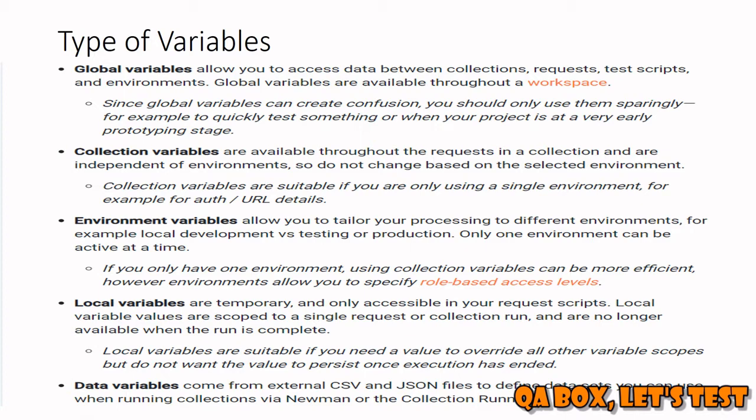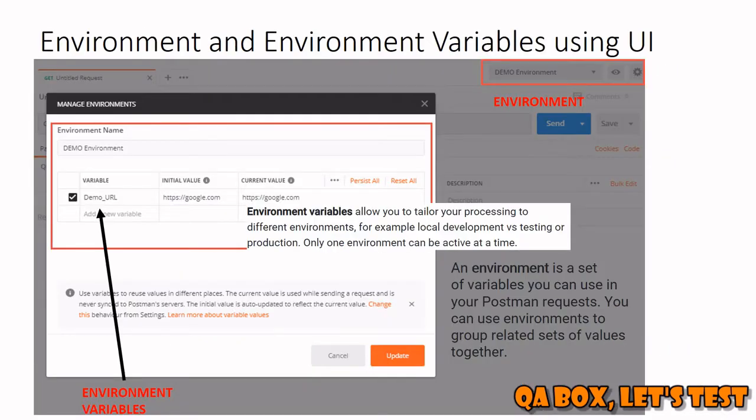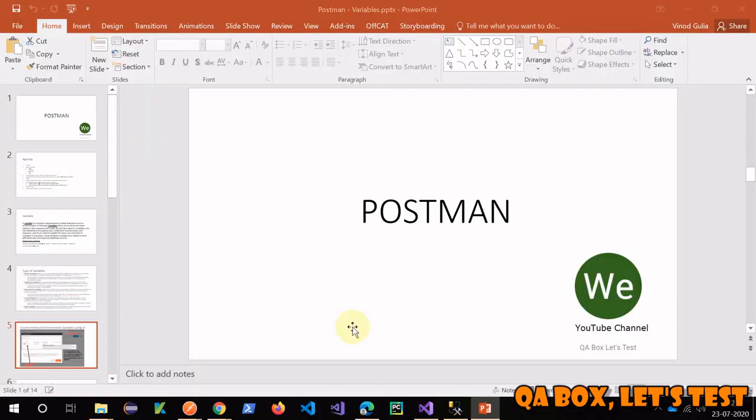All right, so environment and environment variables using the UI. I think we've understood what these variables are, at least the definition of these and where to use which one. Now let's move to our Postman and see how we can create all these.